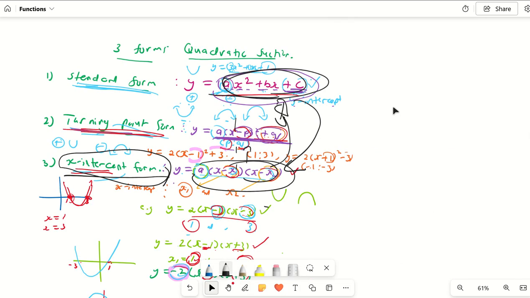So we were able to find the turning point using turning point form, and then the standard form using that formula. Standard form, x equals minus b over 2a, and then whatever value we get there, we substitute into the original expression of the function, y equals whatever. So now we are using the x-intercept form to find the coordinates of the turning point.